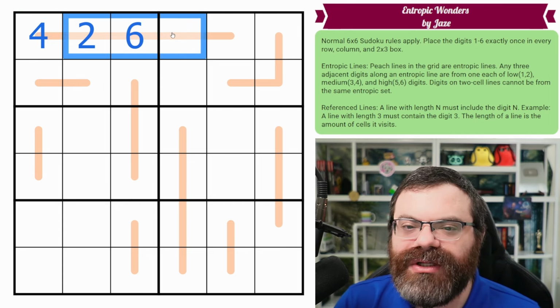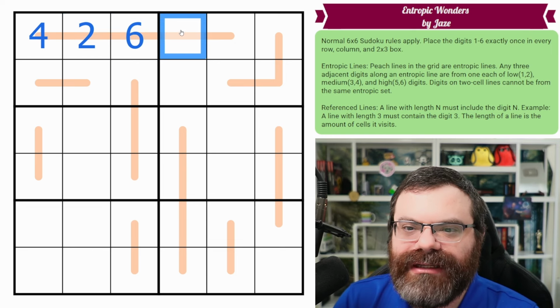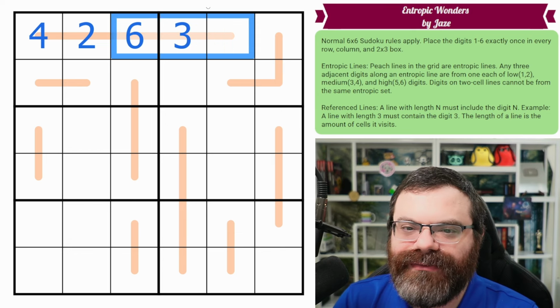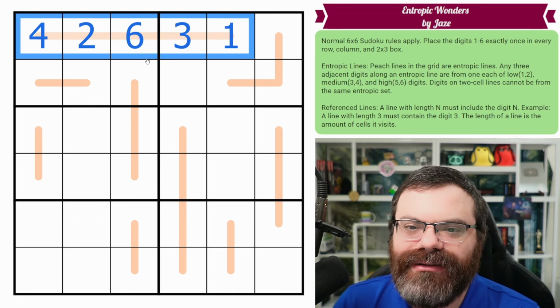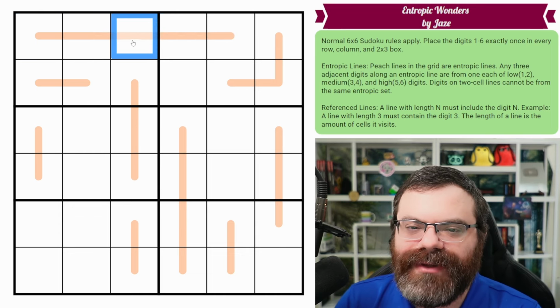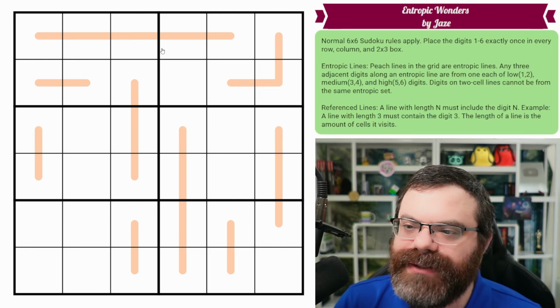Now, this is also a set of 3 along the line, and it already has a low and a high, so it's going to need a medium. So we could fill, say, a 3 there. And then this set of 3 has a high and a medium. It needs a low, so we could put, say, a 1 there. All right, so hopefully that is clear. So it's every set of overlapping 3 are going to have one low, 1 medium, 1 high digit.